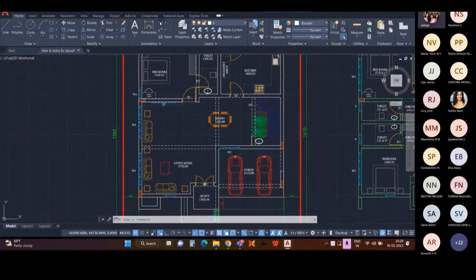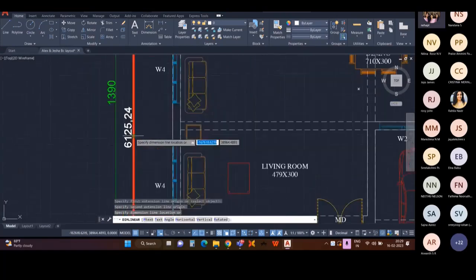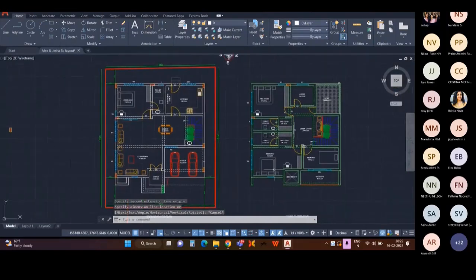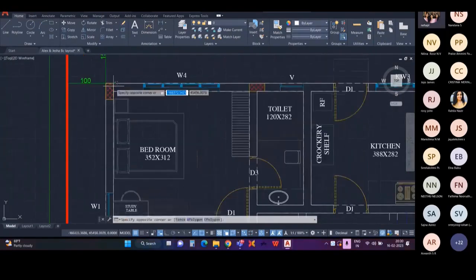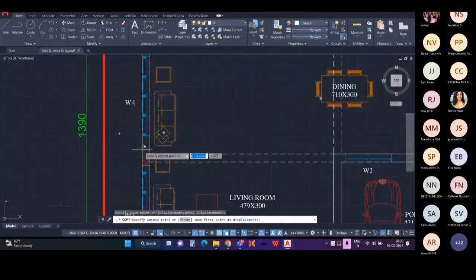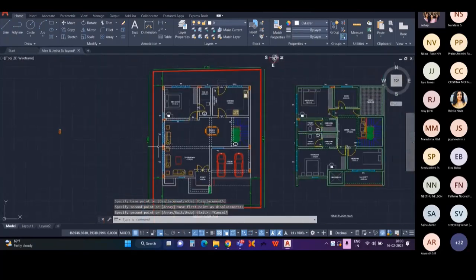Now let's check the distance of this column to column. If we look into that, it's almost 6 meters. For safety, because as I said, the distance between the columns should be 4 to 5 meters, we will be providing a column at this portion too. I'll be copying it from here and pasting it here. So this is okay for the ground floor.